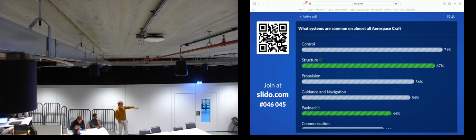Now, that's not to say that we don't have control on most of our systems. That's not to say most of our systems don't have propulsion or guidance and navigation. But they're not essential across all of aerospace.